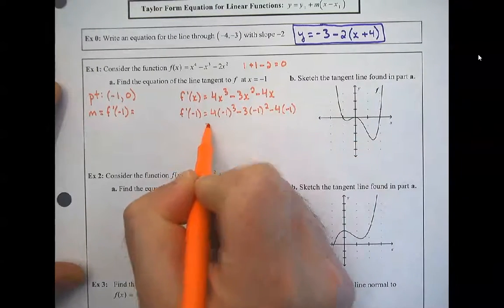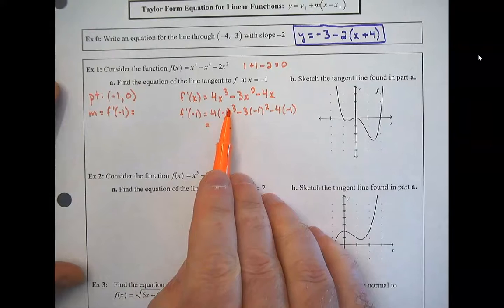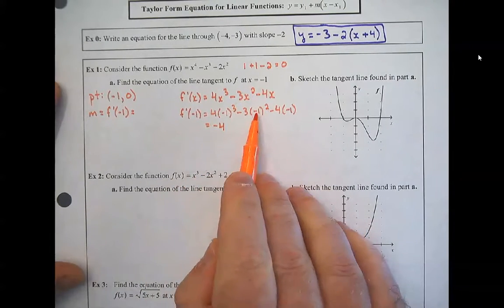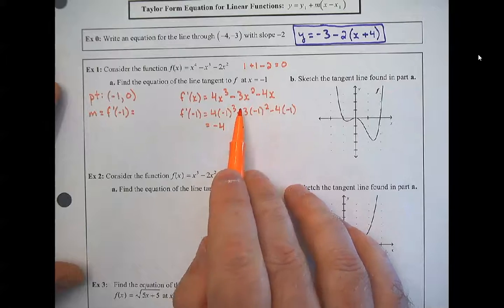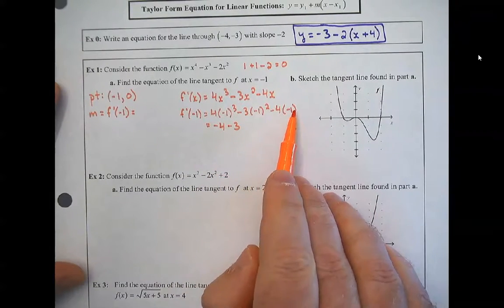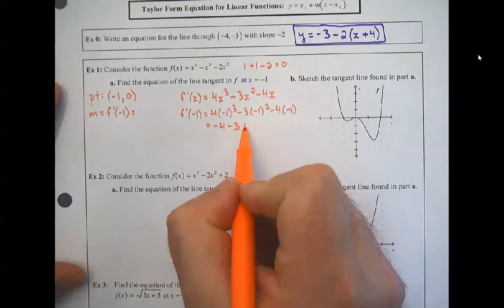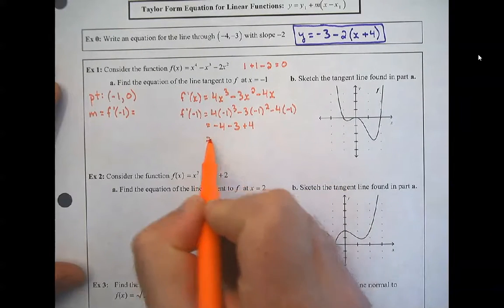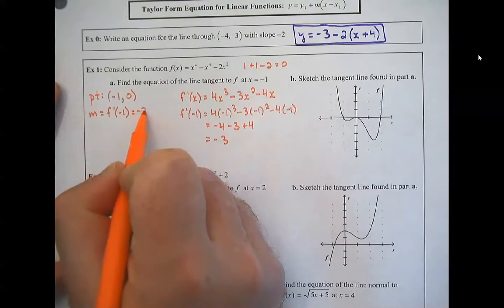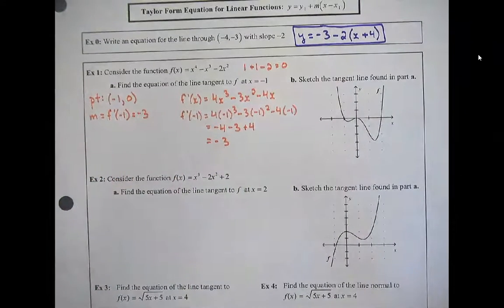Now we're going to start to clean that up. So a negative 1 cubed would still be negative, times 4 would be negative 4. Negative 1 squared would be positive, times negative 3. Negative 4 times negative 1 would be positive 4. And looks like the 4's are going to cancel, and I get a negative 3. So we found all the info that we need. I just plugged and chugged to figure out what that slope was.